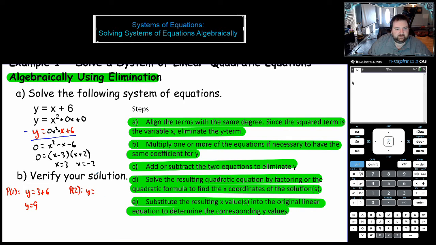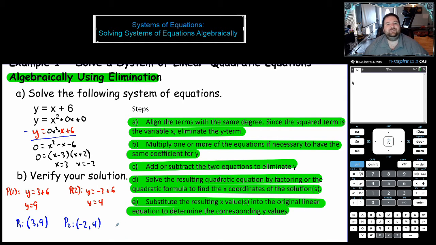Y equals, this time it's negative 2 plus 6. And so y is equal to 4. Okay. And this gives us our 2 points. And those points, P1 is 3 and 9, and P2 is negative 2 and 4.